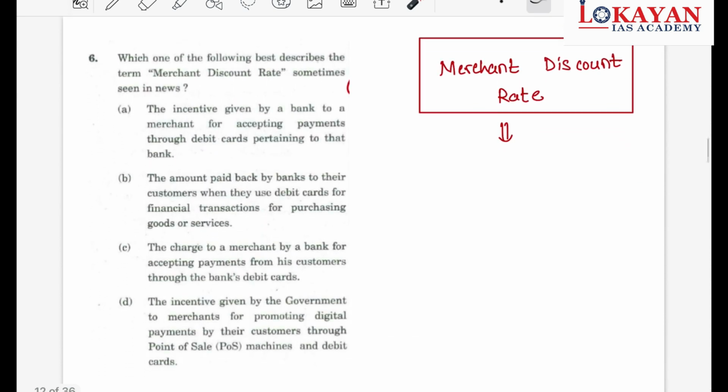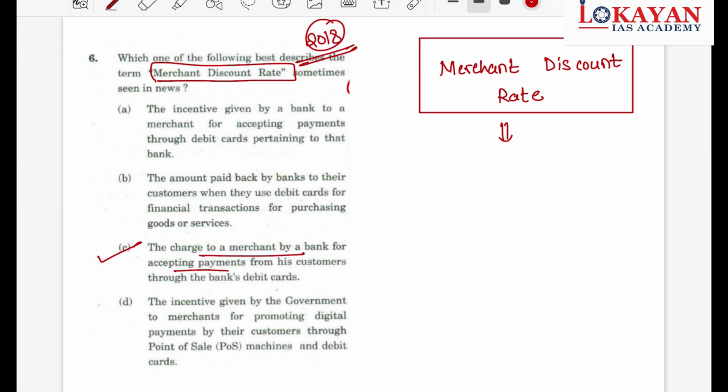Okay, now an important question regarding merchant discount rate. This question was asked in 2018. It is a relatively simple question. The question just asks what is the meaning of merchant discount rate. The correct option is C: that is the charge to a merchant by a bank for accepting payments from his customers through the bank's debit card.